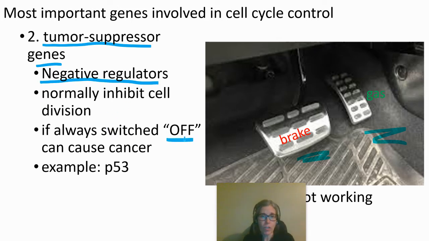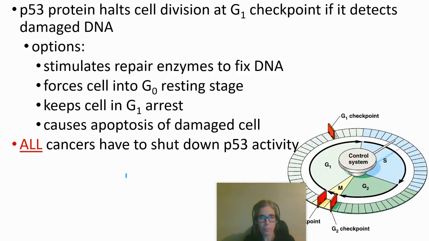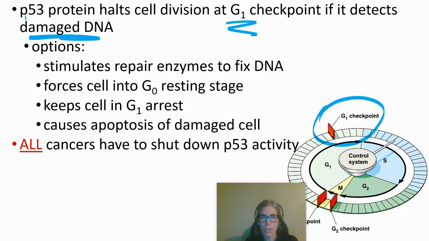If they're always switched off, that's like having no brake, so you're not turning things off, and that can cause cancer. P53 is an example, but it's a really important example, and I want you to know this one. So P53 halts cell division at the G1 checkpoint if it detects damaged DNA. So if there is damaged DNA, P53 will normally just stop the cell. So here's a brand new baby cell right after mitosis. It goes through G1. To get through the G1 checkpoint, you need P53 to not be saying stop.